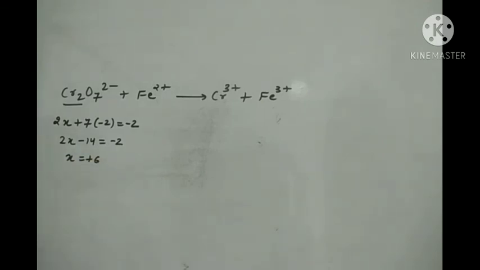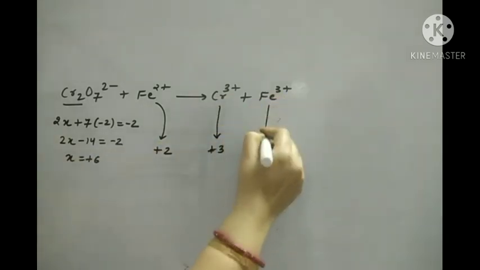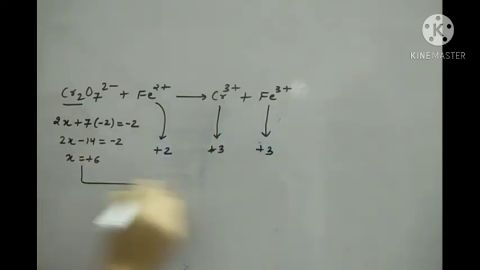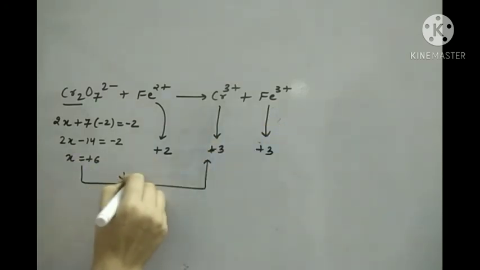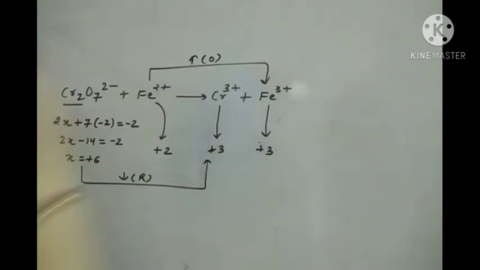So what is the oxidation state of chromium? It is +6. The oxidation state of iron is +2. Here chromium is +3 and here iron is +3. +6 to +3 decrease, that is reduction, and +2 to +3 increase, it is oxidation.